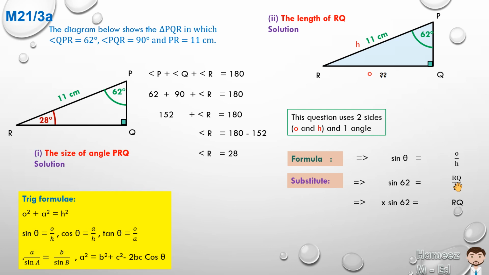What do we do with the 11? The 11 is dividing on the right-hand side. It's in the denominator, so when we carry it across, it will be multiplying. So we'll get 11 sine 62. And we put that into our calculator and solve. And our answer is 9.71 centimeters. That is the length of RQ.